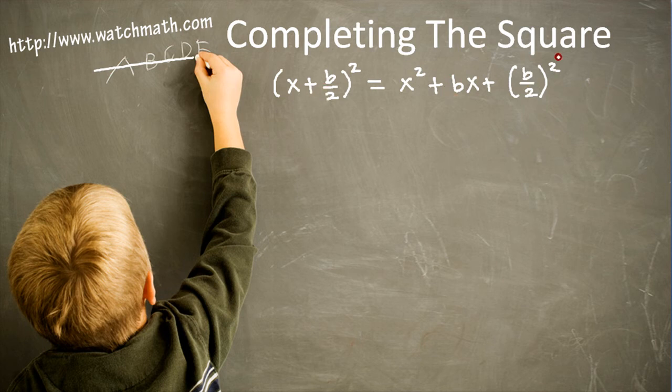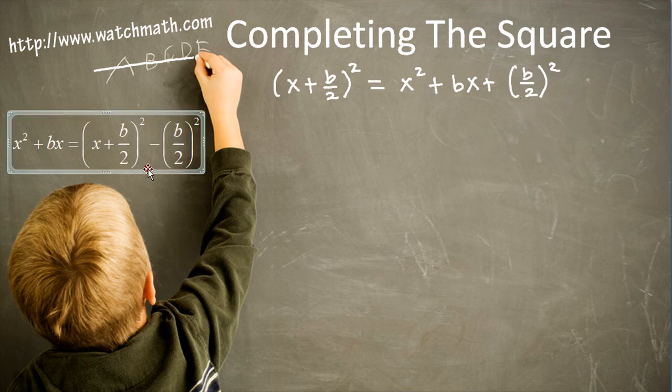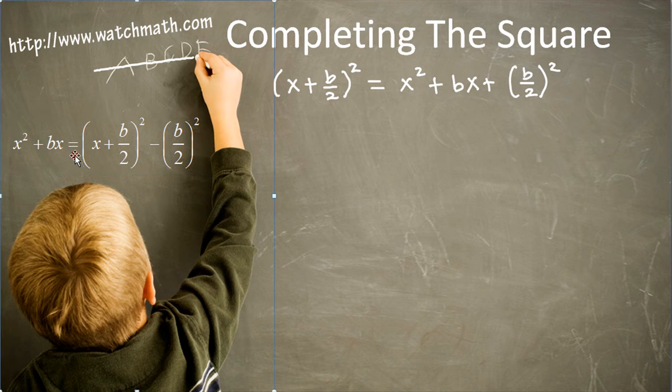Okay, now if we move this part to the left hand side, then we will get this one: x squared plus bx is equal to the difference of two squares. Now let us try to use the formula to change this kind of expression into a difference of two squares.